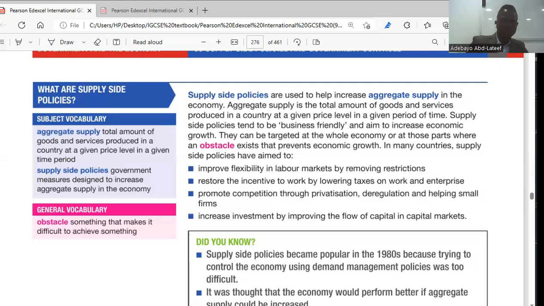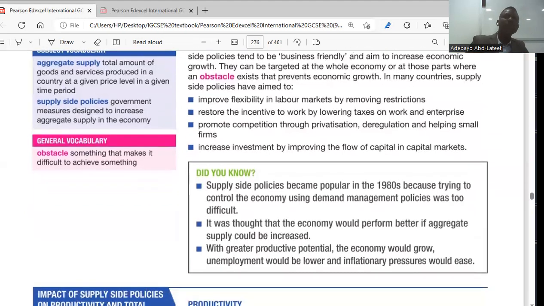Yes. The second point, restore the incentive to work by lowering taxes on work and enterprise. So people might not want to work in the country based on the fact that maybe taxation is high, income tax is high. If income tax is high, that's demotivating for workers, so they don't want to work. So government will reduce income tax to encourage people to work. And when people work, that means there's employed resources. That will increase output. It will shift the PPC curve right. Clear, right?